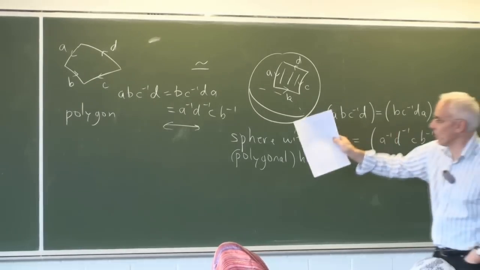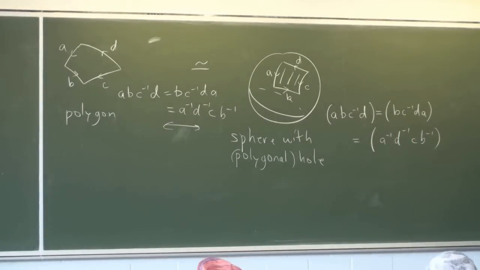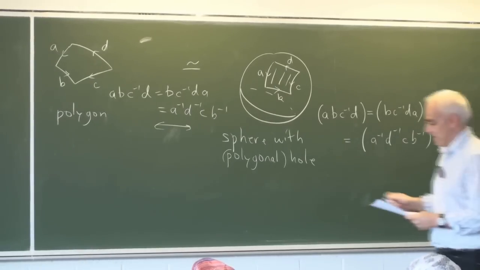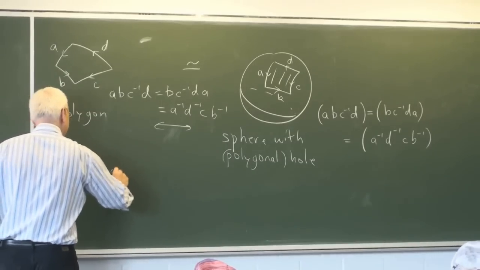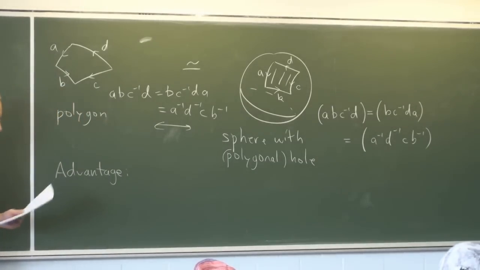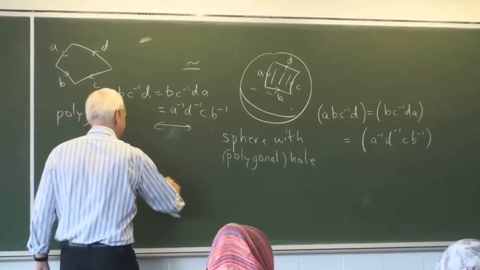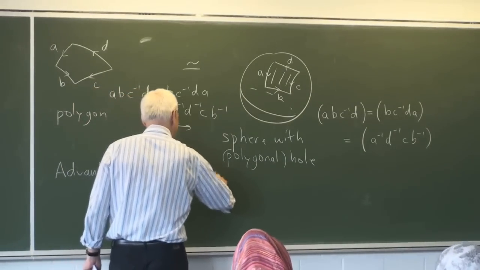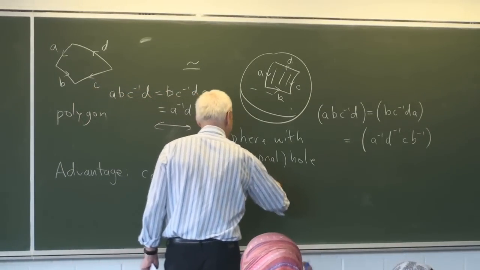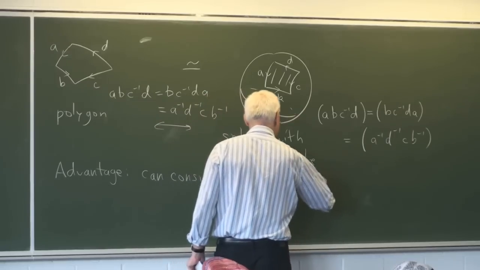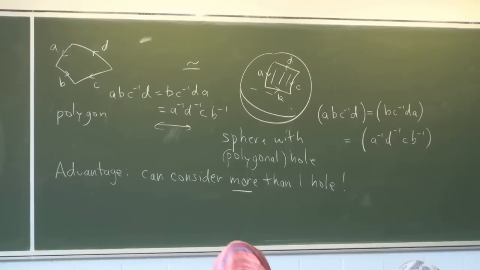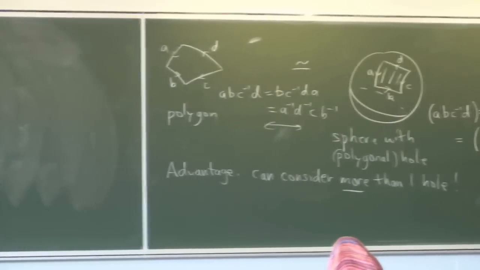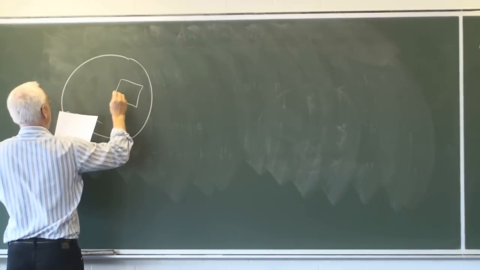All right, so it's very close, but what's the advantage in thinking about it as a sphere with a polygonal hole? The advantage is we can consider more than one hole. So we can consider a sphere, which has a bunch of holes. And so I'll draw one right there.